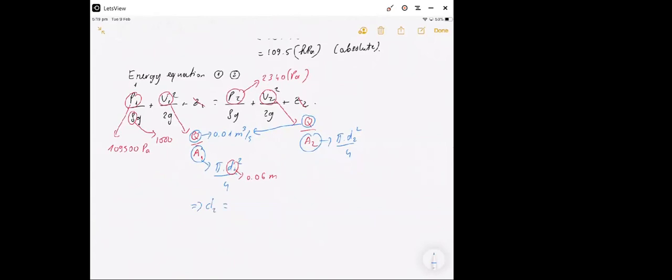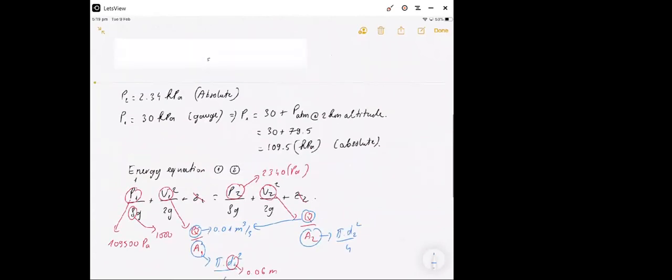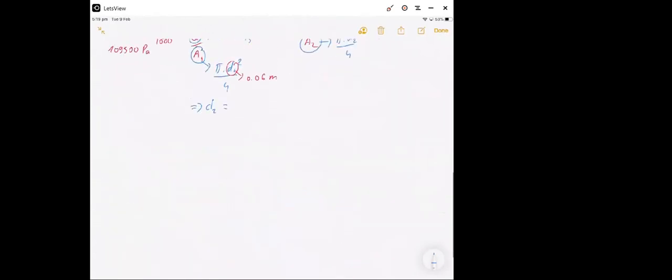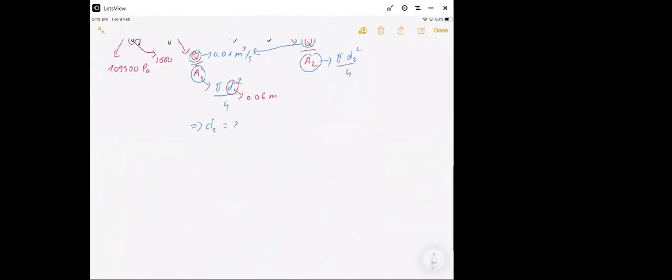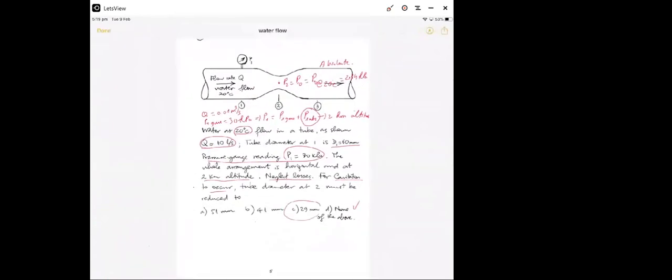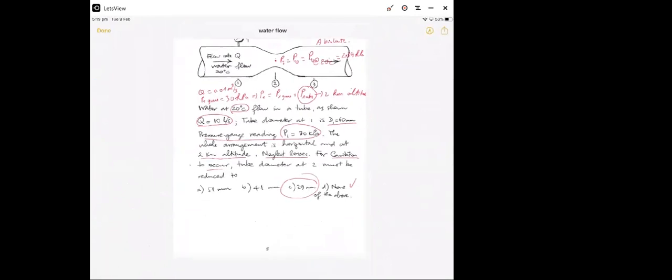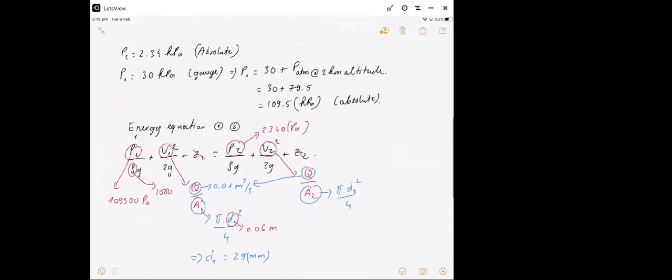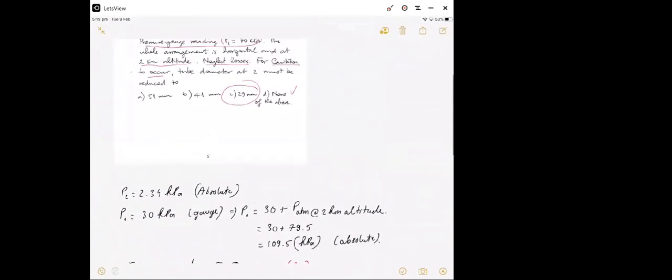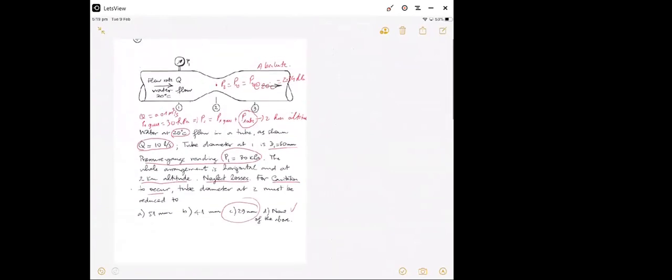The correct answer here is C, 29 millimeter. Okay, the correct answer here is 29. You got it? So be careful, because here you have a gauge pressure reading. Got it? Okay. Thank you.